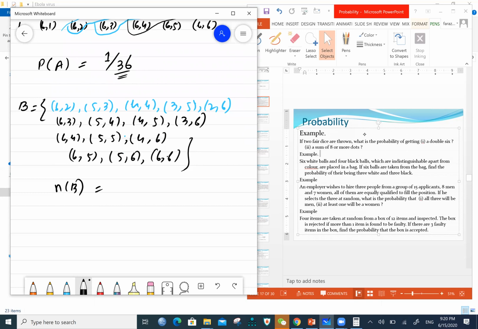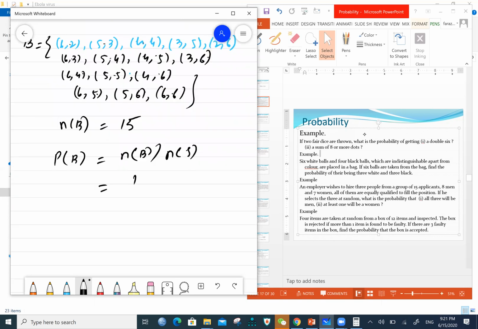So the probability of B is n of B over n of S, and the sample space is 36. So 15 over 36. Is that clear?